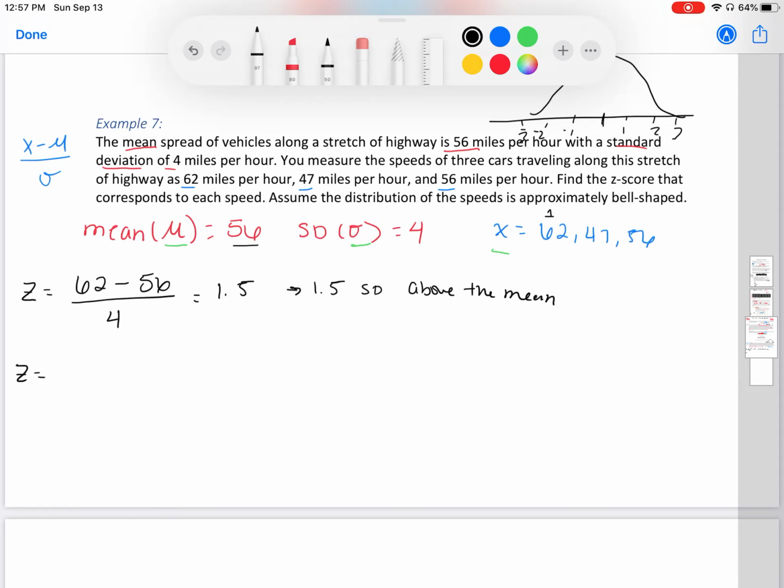All right, 47. Minus my average, my mean, 56, divided by my standard deviation, my sigma, 4. This gives us negative 2.25. Now, when I say positive and negative, it's just a direction. So a negative would be 2.25 standard deviations to the left or below the mean.